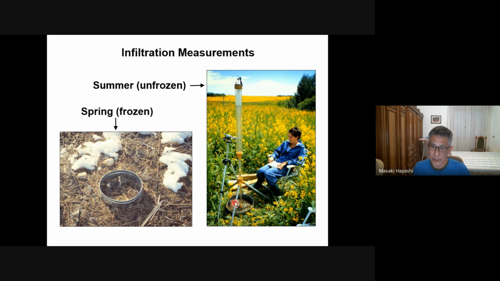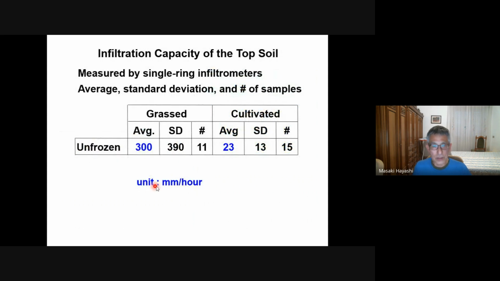We did this infiltration experiment in the summer, and we left this ring, and then we did the same thing in winter when the soil was frozen. So these are the results. It's a busy table, but it shows a comparison between grassed land and cultivated land. This is the infiltration capacity of the topsoil for unfrozen condition. Grass had 300 millimeters per hour, so very high. The cultivated field is still high, 23 millimeters per hour, sufficiently high, but smaller than grass, okay?